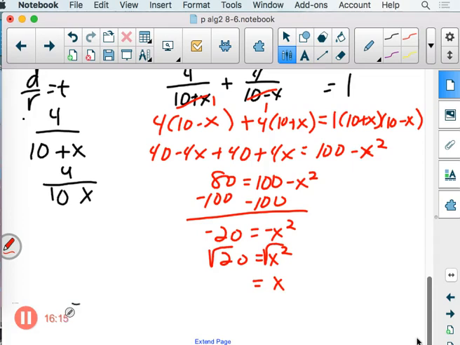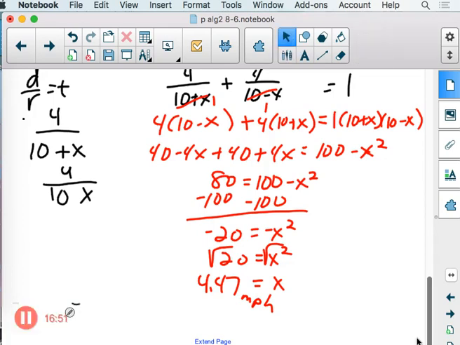Square root of 24 and some change. Did anybody punch it in already? 4.47, blah, blah, blah. Plus or minus, right. We should think of that. But since we're talking about the wind here, probably just want to say the positive speed, right? It's good to think about it, but we should stop and think about that every time we do the square root with the plus or minus piece. And did they just want to know how fast the wind was? Cool. We're done. Again, we could tell them how fast we were traveling in each direction. We have that already up here with the 10 plus x and the 10 minus x.